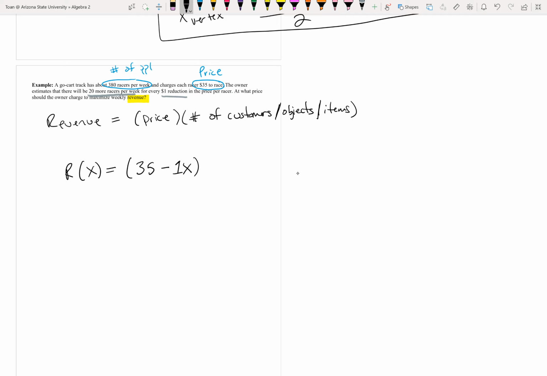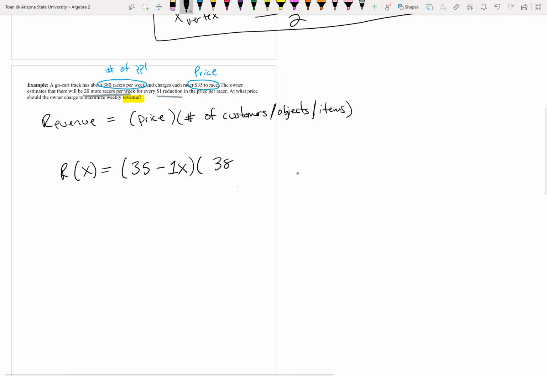Because I don't know the number of times I'm going to reduce it, that's going to have our variable attached to it. So I hope everyone can understand that this whole guy here represents our new price. This is the old price minus $1 reduction every time. Now I don't know how many times we're reducing, hence the variable. Now what we need to do is multiply this by the number of customers. Well, according to the problem, we have 380 customers.